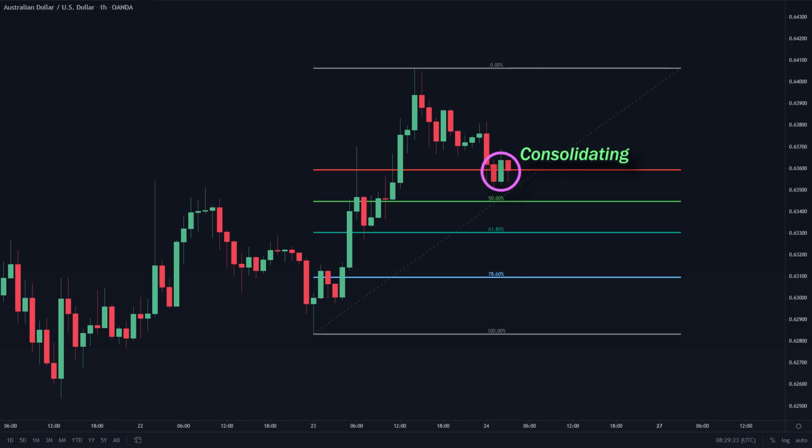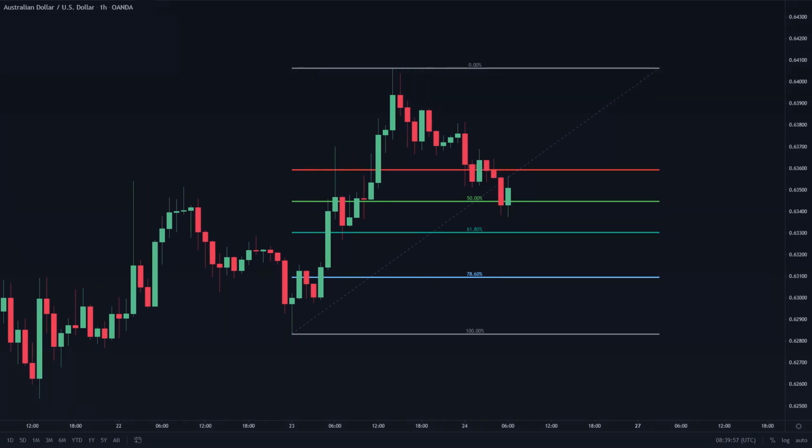consolidating at this level. But again, a reaction doesn't equal a trade because price can always react to a level but still break right through. And so we also need signs of upwards momentum. And after that, we can see the price broke below the 38.2% and ended up at the 50%.